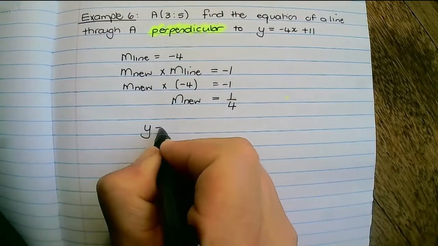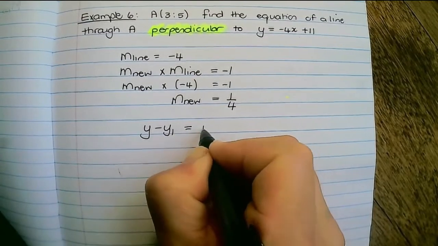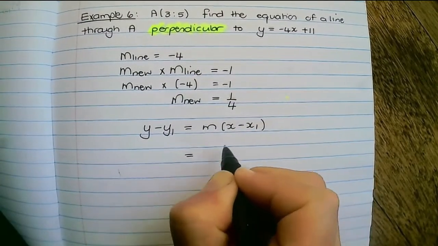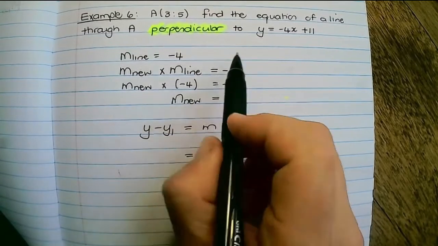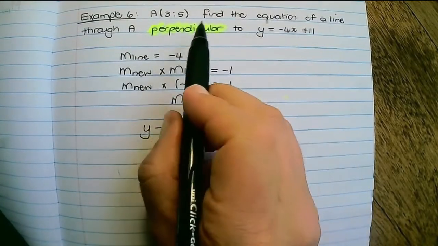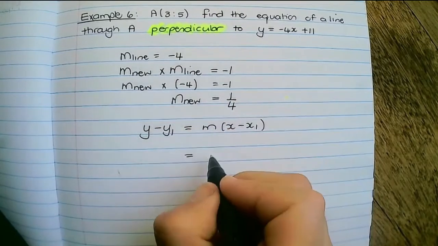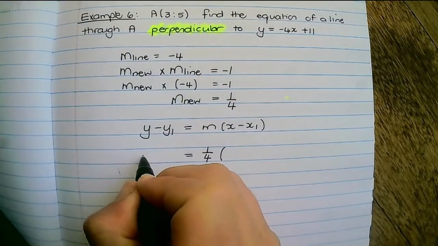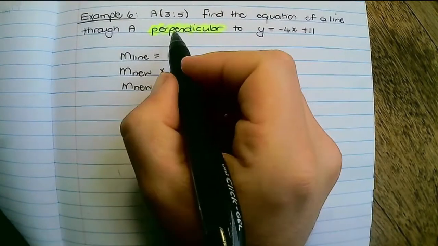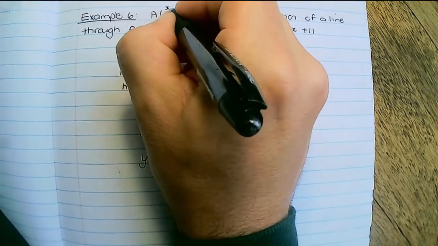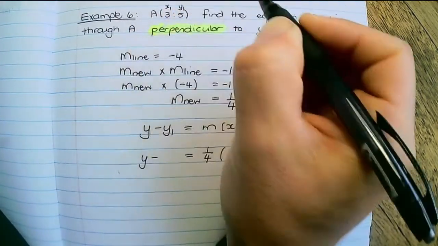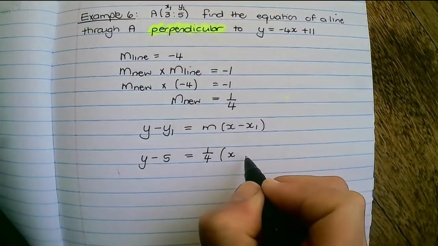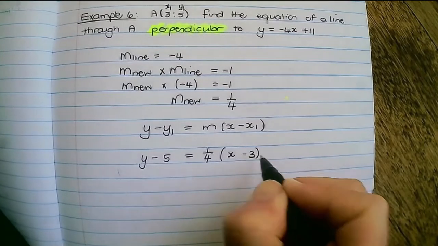Now, if I use the straight line formula, which I have on my formula sheet in grade 12, the gradient now is not negative 4, but the line must be perpendicular. So this gradient is 1/4. And my x1 and y1 values, x1 is equal to 3, y1 is equal to 5, so it's y minus 5 equals 1/4 times x minus 3.